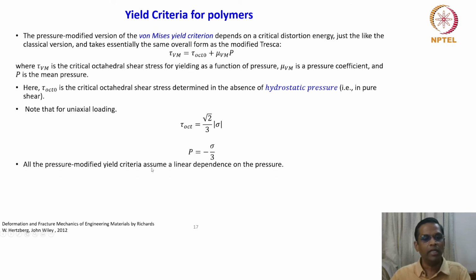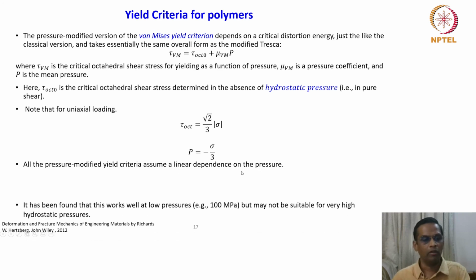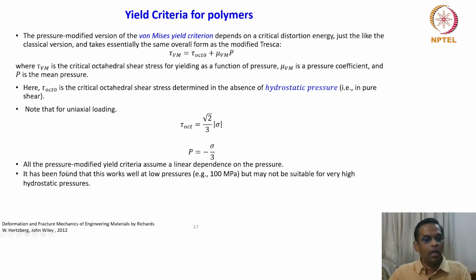All the pressure modified yield criteria assume a linear dependence on the pressure. This is one thing we have to note. It has been found that this works well at low pressures, that is 100 MPa, but may not be suitable for very high hydrostatic pressures. So for that, some other empirical models have to be looked at. So with that, I would like to stop here. We will continue our lectures in the next class.